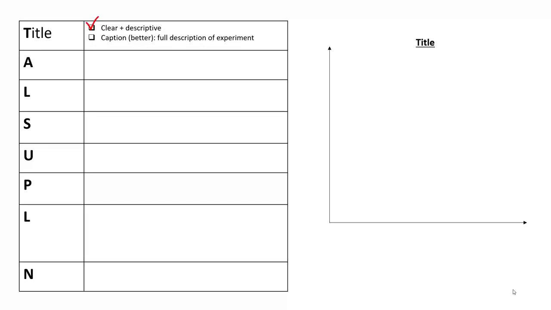Whilst titles give a general idea about the graph, it is better to use a caption which goes below the graph and provides the full description of the experiment the graph represents.